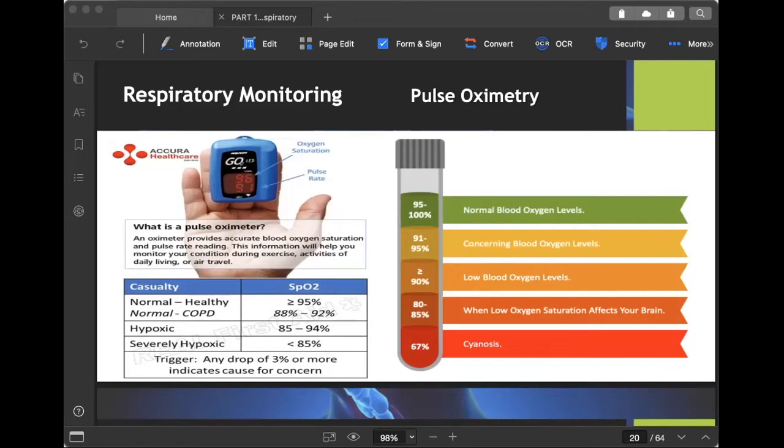So you will start checking the capillary refill or checking if the probe is properly placed on the fingertip of our clients. If it's okay and it's still going down to less than 90%, there's already a low blood oxygen level. That's the time that you can start your oxygen therapy. And when the low oxygen saturation affects your brain, that is already from 80 to 85, and there's already cyanosis if it's already 67%.